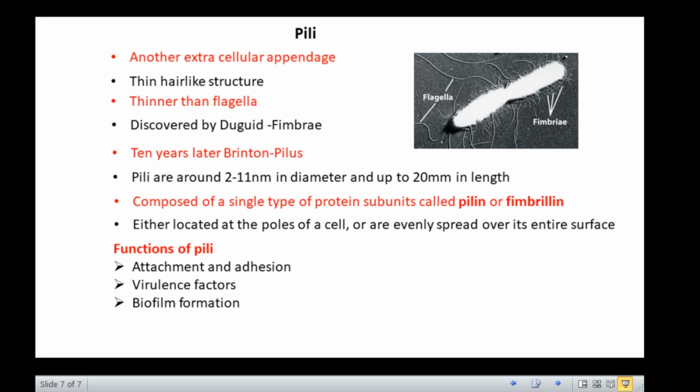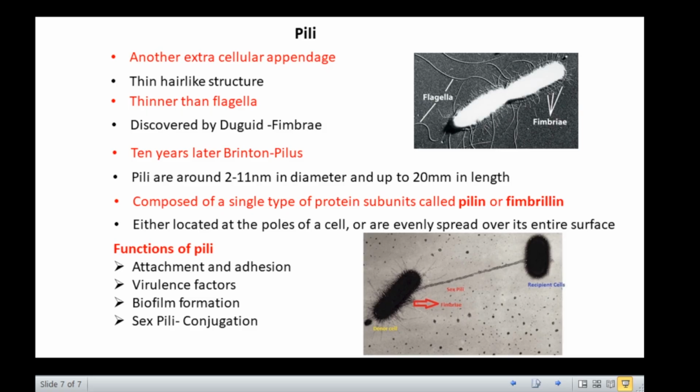Sex pili are longer, hollow protein rods that are mainly found on gram-negative cells. They are required for bacterial conjugation, whereby there is a transfer of genetic material between bacteria through direct physical contact. The bacterial cell which harbors the pili is called the donor cell, and it connects with the recipient cell via the pili to form the conjugation tube between the two bacterial cells.